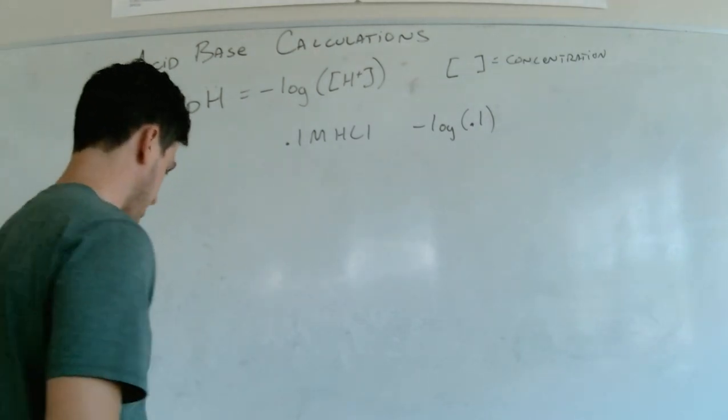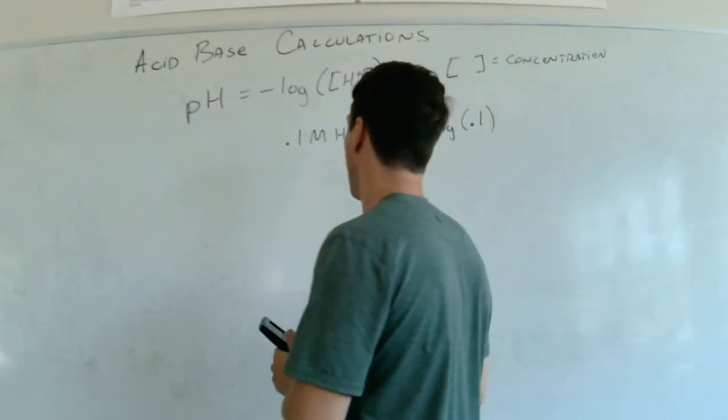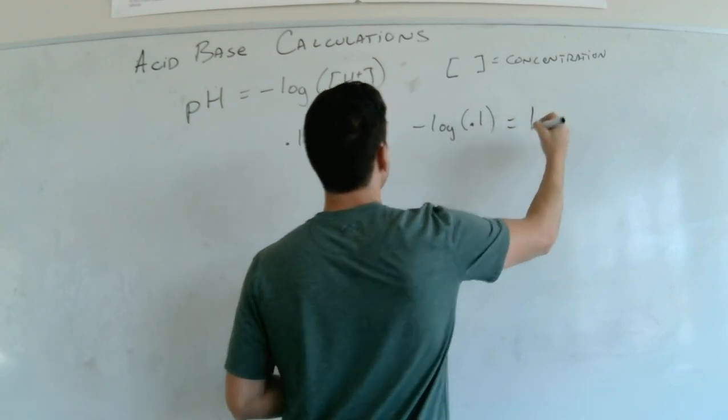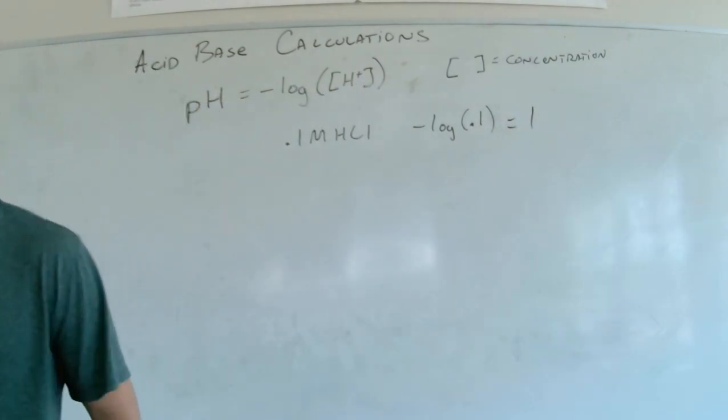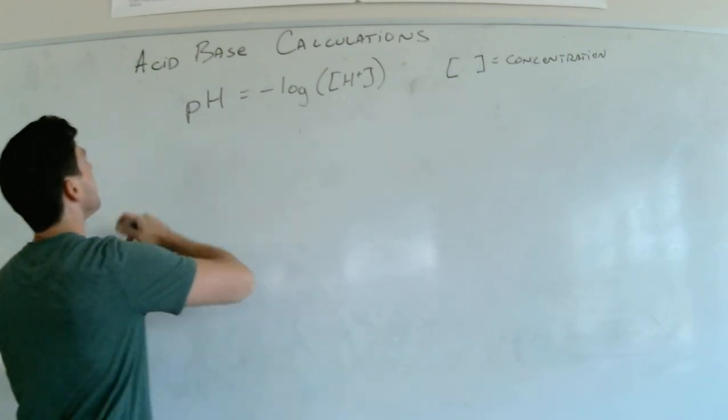Okay, in my brain, I just don't have my calculator on me. I should. I'll go get that. So, the negative log of 0.1 is indeed 1. So that is definitely an acid. So that is our first equation, and that helps us find pH.